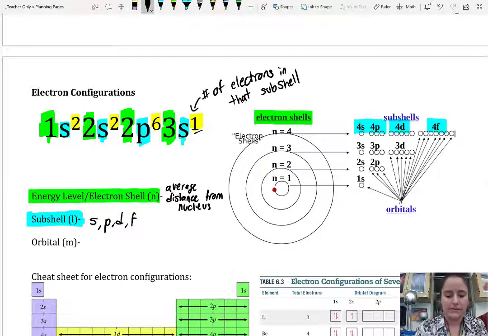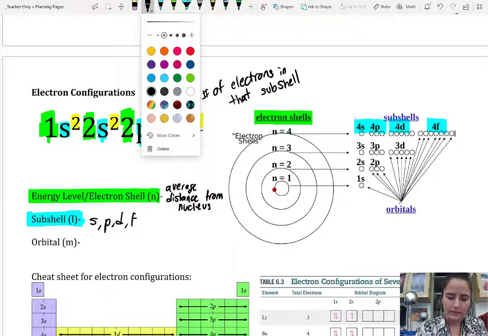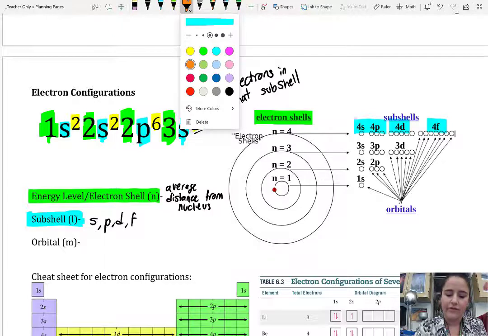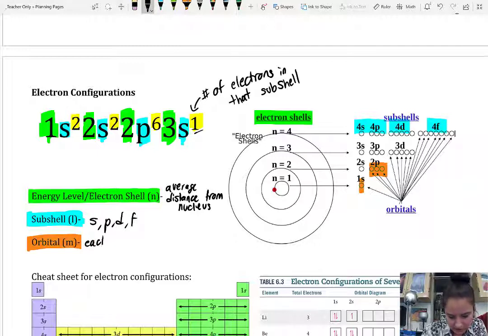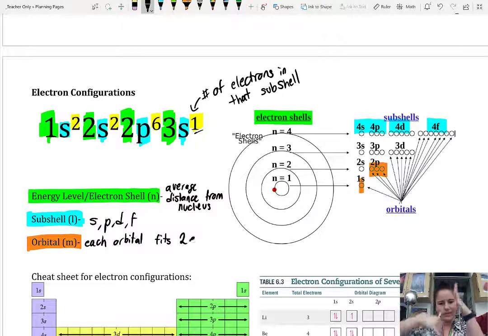Now, the most specific you can get, well, second most specific you could get is the orbital. Now, S subshells have 1 orbital. P subshells have 3 orbitals. And each orbital fits 2 electrons, one with an up spin and one with a down spin.